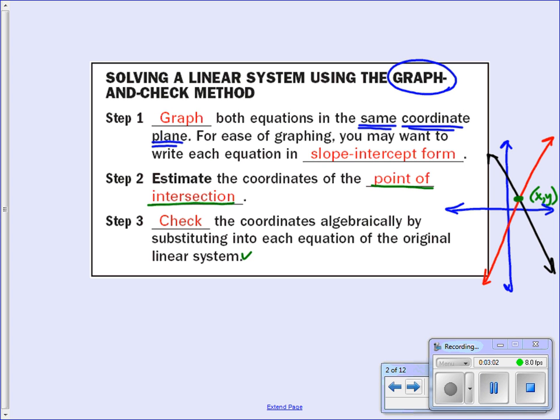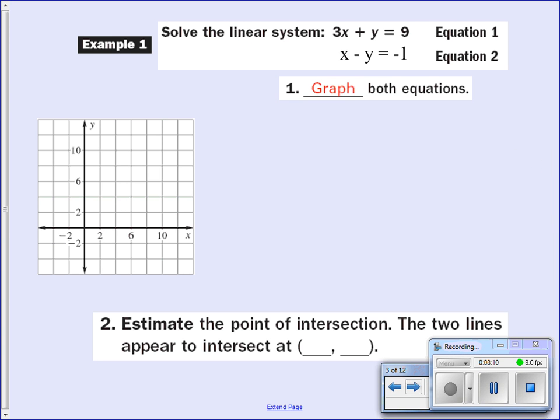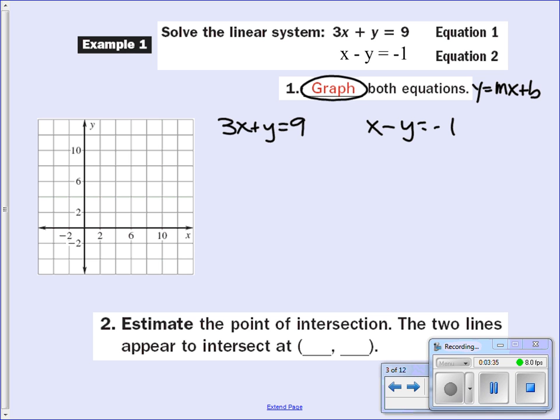Now, graphing equations. We've done this in a couple chapters now. At this point, you should just be able to do it. That was me snapping my fingers if you can't hear that. So in example one, we're going to solve the linear system, and we're going to do that by graphing. But if you look at the equations, 3x plus y equals 9, and x minus y equals negative 1, those are both going to be pretty hard to actually graph, because it's a lot easier for us to graph in slope-intercept form. So let's put them in slope-intercept form.